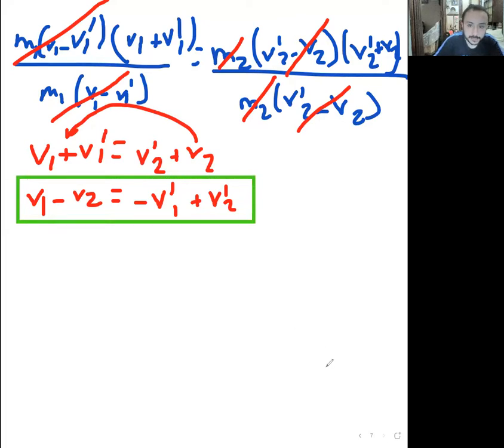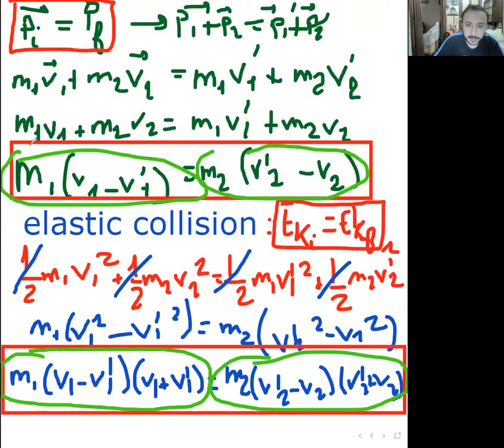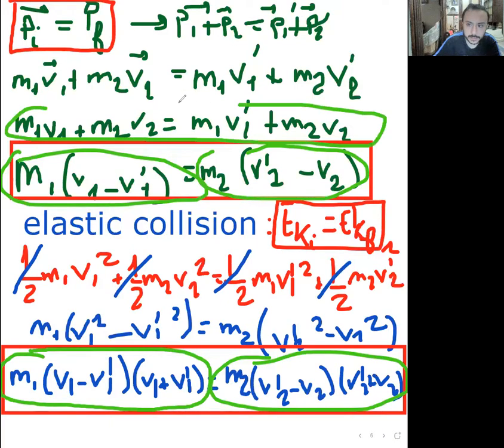And we previously found that m1 v1 plus m2 v2 equals m1 v prime 1 plus m2 v prime 2. I forgot the prime here.